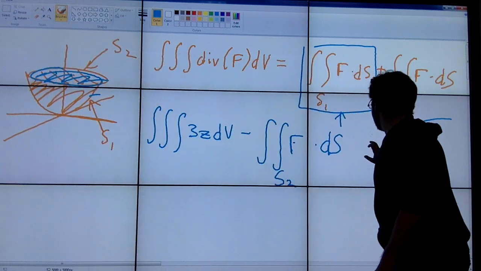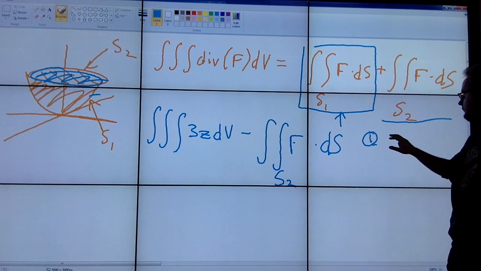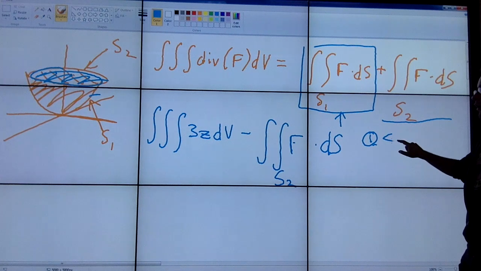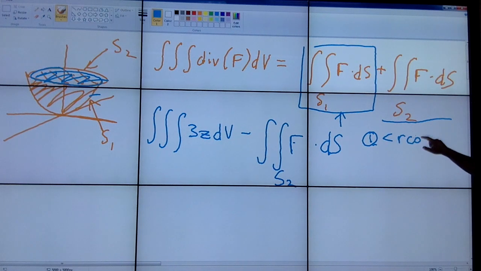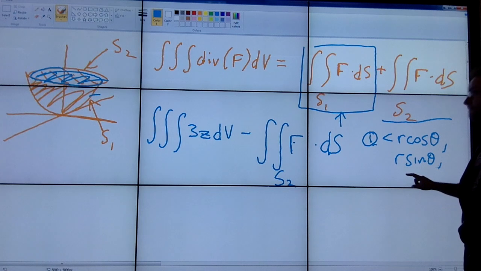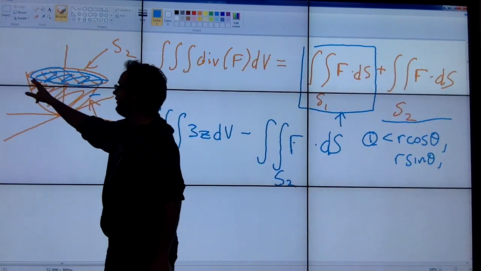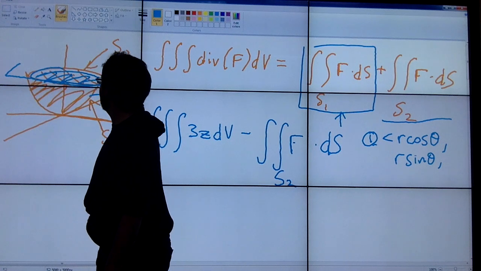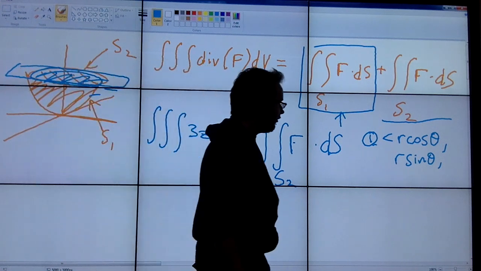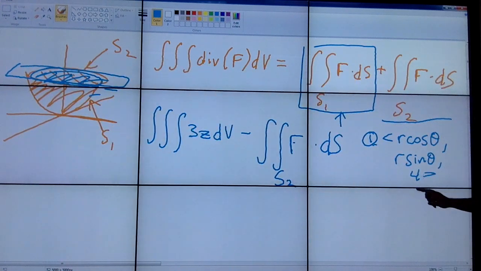That's really easy to compute a flux over because the parameterization for that's really easy. We might say the parameterization is r cosine theta, r sine theta, comma. Where does this disk exist? In what plane? Z equals 4. So comma 4.